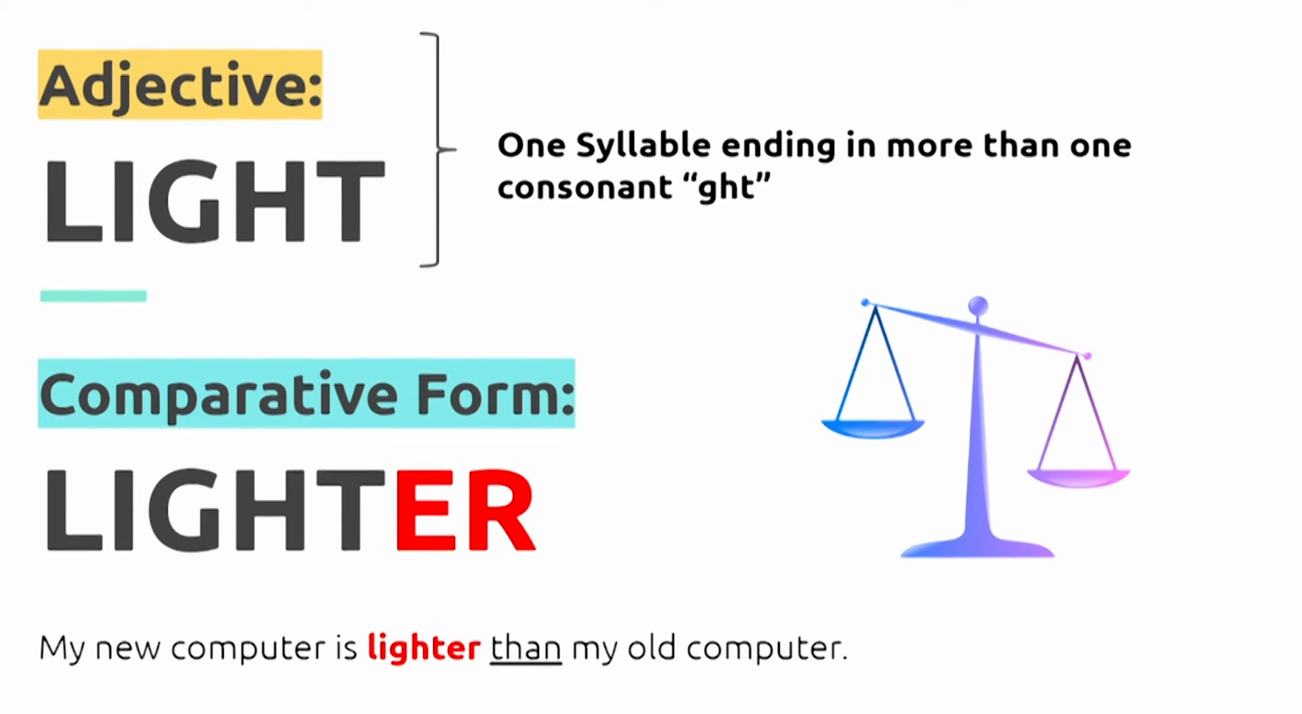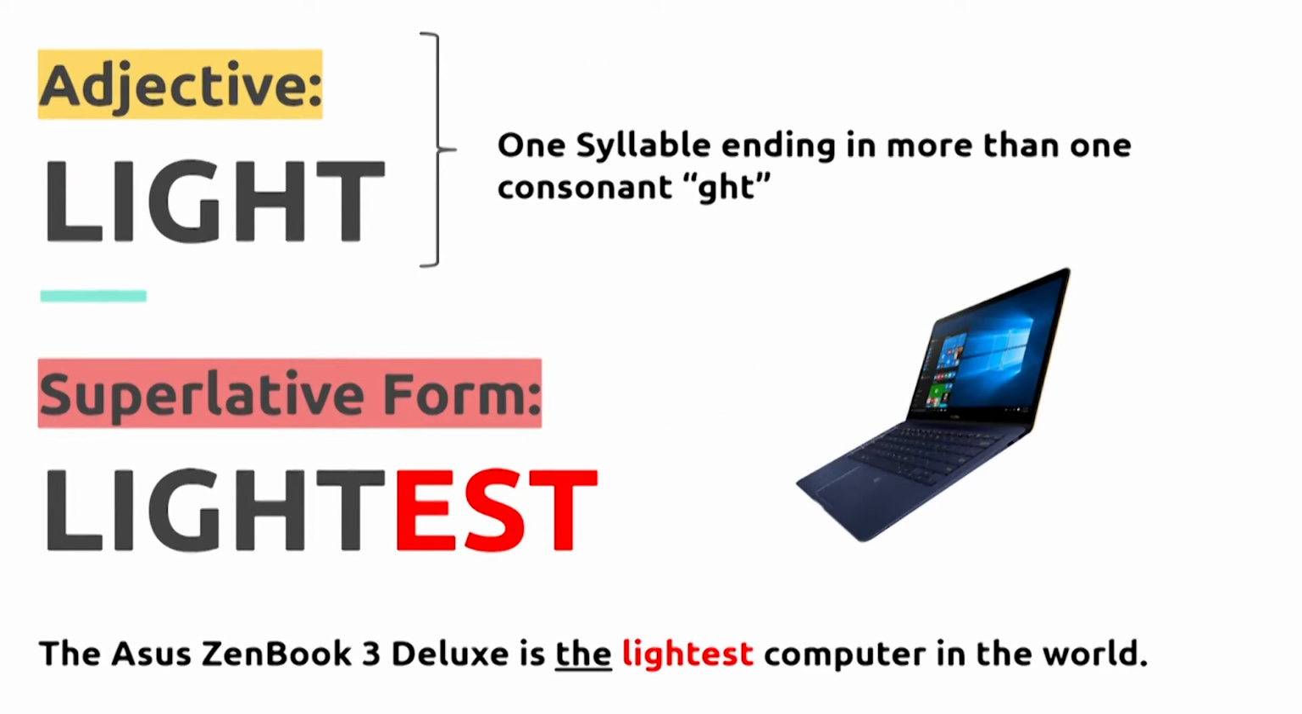My new computer is lighter than my old computer. I had a really old computer and it was really heavy and I never carried it anywhere. So now that I have a lighter computer, I'm fairly happy about that. According to my Google search, the Asus ZenBook 3 Deluxe is the lightest computer in the world. I don't know if this is true, but according to Google, it is the lightest computer in the world.